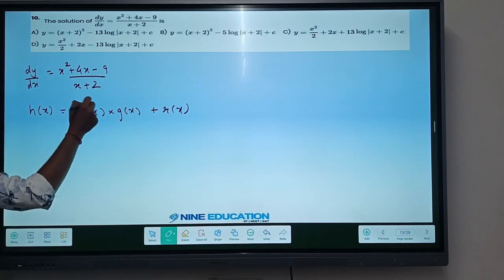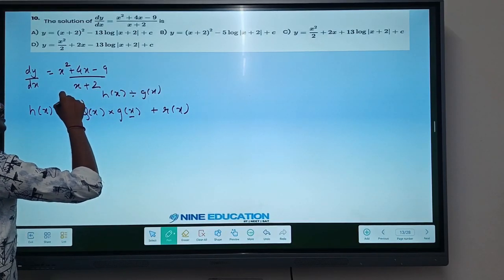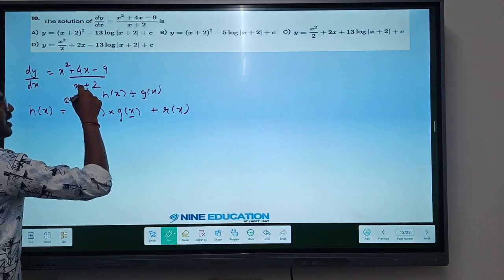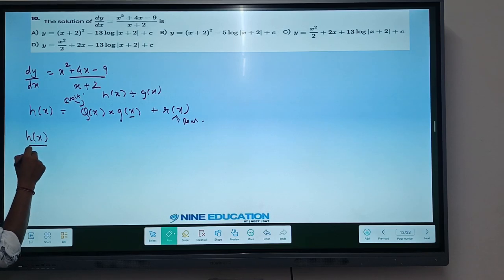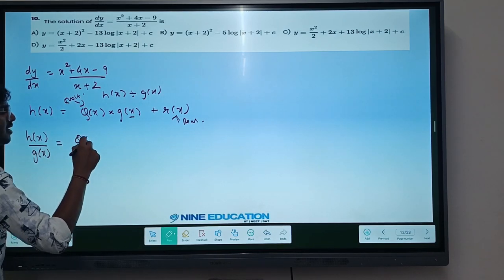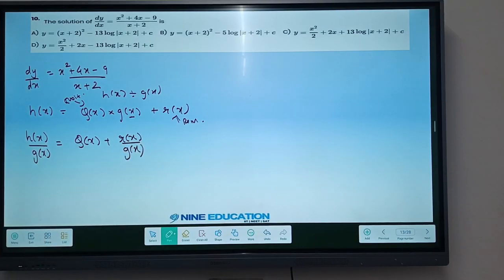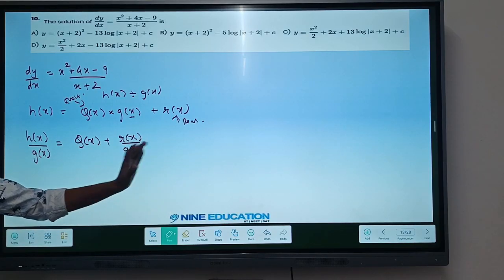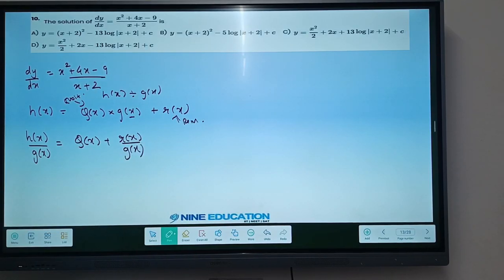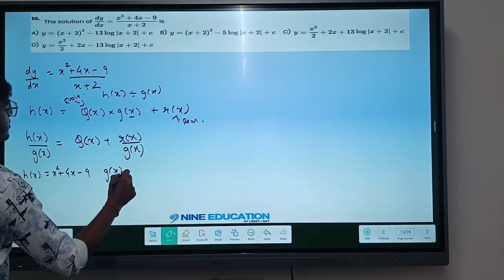I am dividing h of x by g of x. This will be your quotient, q of x will be your quotient, and r of x will be your remainder. And if I divide all sides by g of x, what will I get? I can write h of x by g of x as q of x plus r of x by g of x. So on dividing h of x by g of x, I will get a q of x quotient function plus remainder divided by whatever I am dividing with, g of x function. So I have to divide this h of x, here x square plus 4x minus 9, by g of x, which is x plus 2.